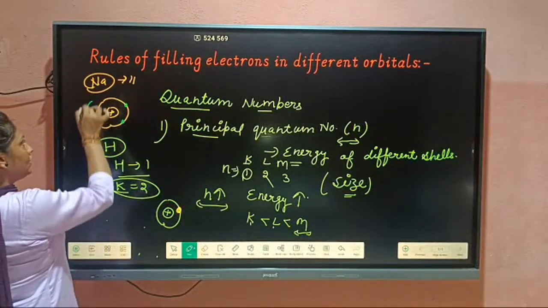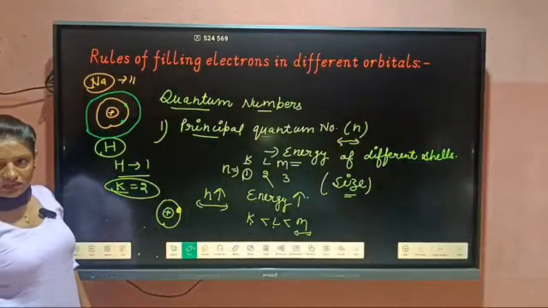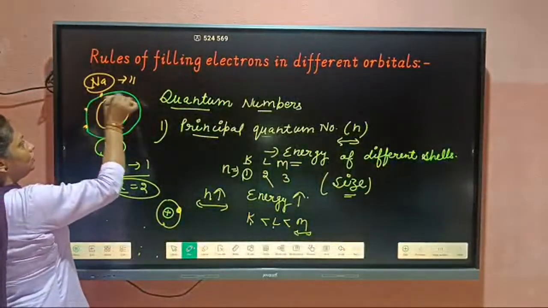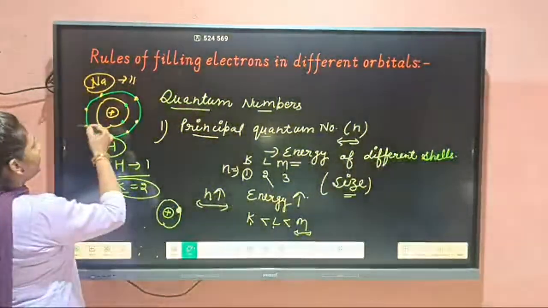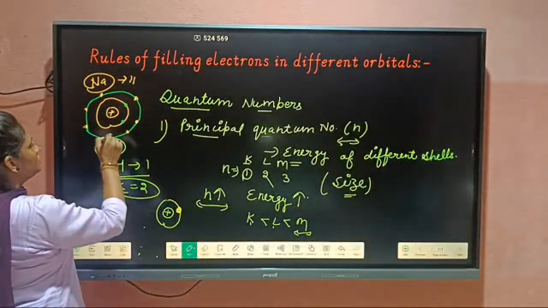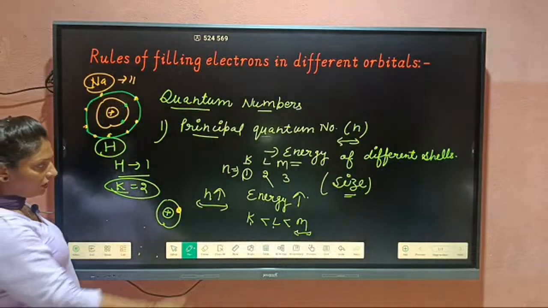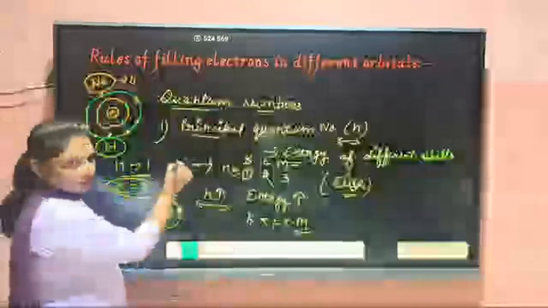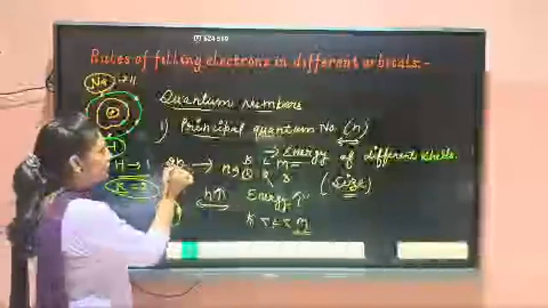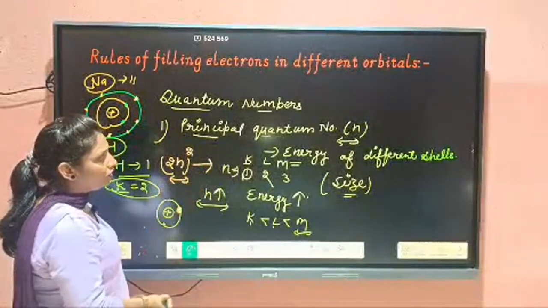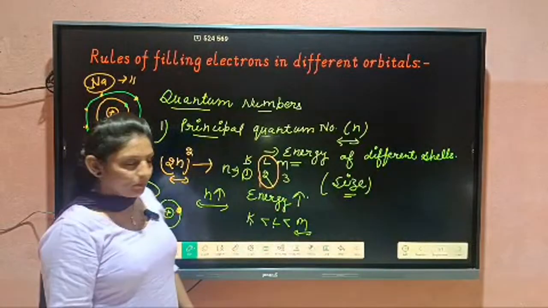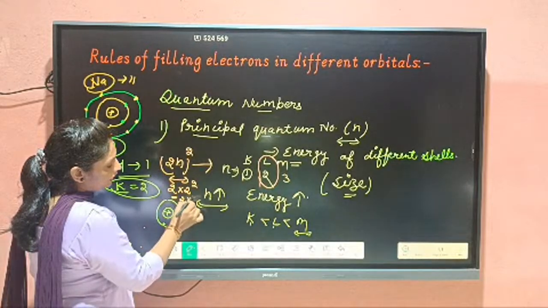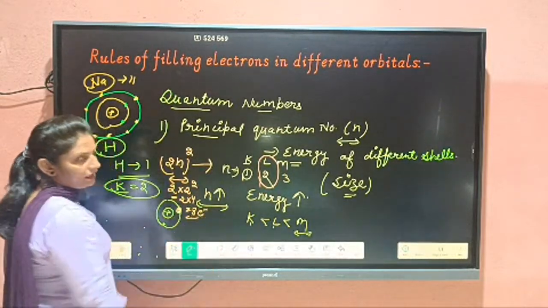Then the second is L. So in L shell, how many electrons? There are 8 electrons. 1, 2, 3, 4, 5, 6, 7, 8. In an energy level, we can fill electrons by a formula. Which formula? 2n square. So for L, the value of n is 2. So maximum we can fill 2 into 2 square, so 2 into 4. In L shell, we can fill maximum 8 electrons.